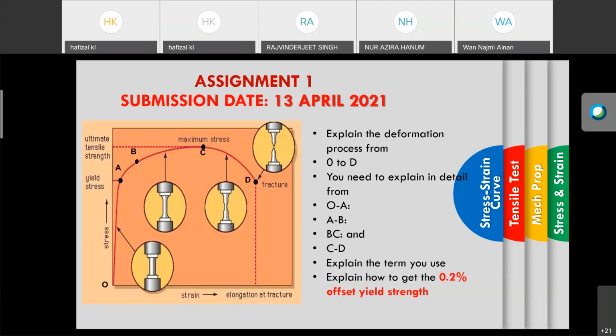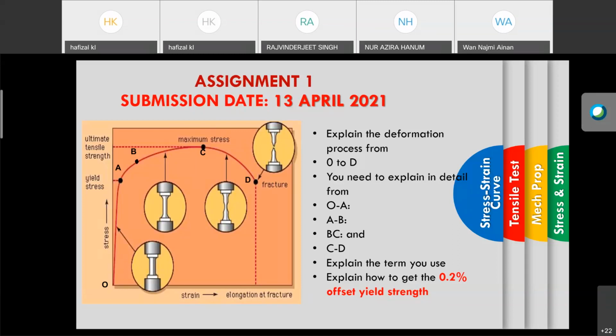If you have a term to discuss, please define the terms. Let's say we have a maximum stress. What is the meaning of maximum stress? Fracture, what is the meaning of fracture? The yield stress, at which point we need to give the definition. Define what is the term that you use. And then explain also how to get the 0.2% offset yield strength. After you read about the material related to the stress strain curve, you will discover the 0.2% offset yield strength. So how to determine the value?